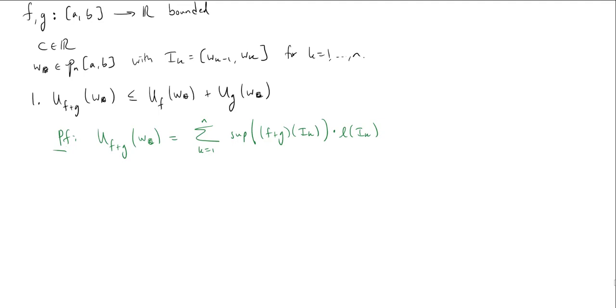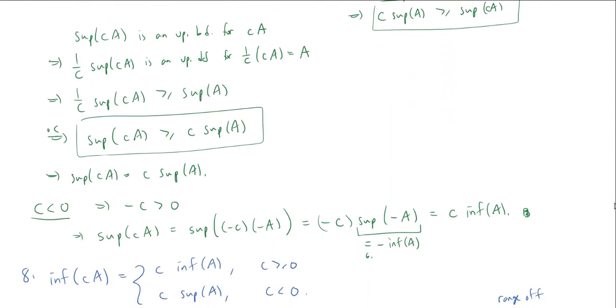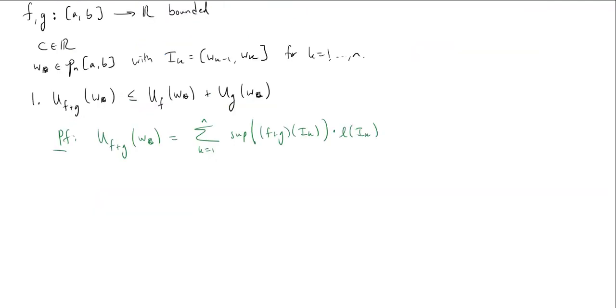Now, in the supremum and infimum omnibus theorem, right near the bottom, we had some properties. Yes, here we go. What happens when I take the supremum of a sum of functions? The answer is that I don't get the sum of the suprema. I get less than or equal to the sum of the suprema. So I come back here, and I can replace this supremum with the supremum of f plus the supremum of g on this interval I sub k. However, there's a cost. This becomes less than or equal. And so now I'll have the supremum of f on I sub k plus the supremum of g on I sub k, and I multiply all that by the length of I sub k.